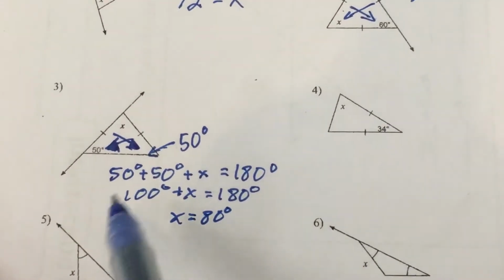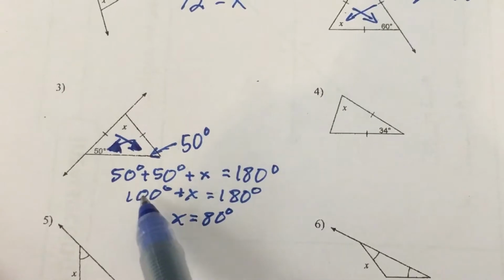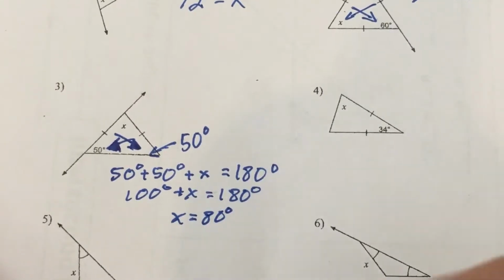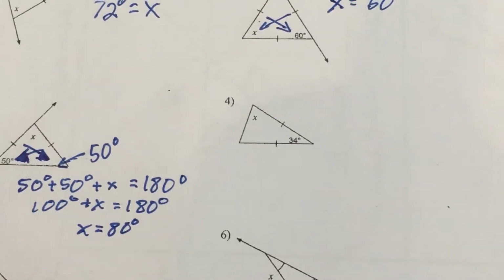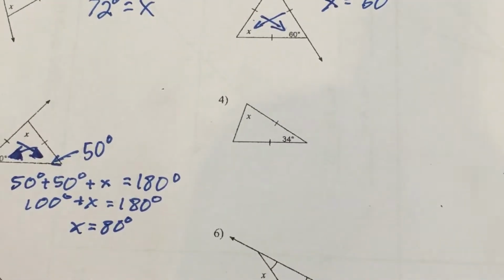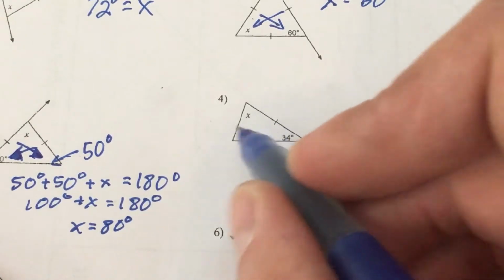Okay, which makes sense. 50 plus 50 is 100. 100 plus 80 is 180. All right, let's keep going. Let's do a couple more. These are kind of the easier versions of them. So this one's similar to that last one.